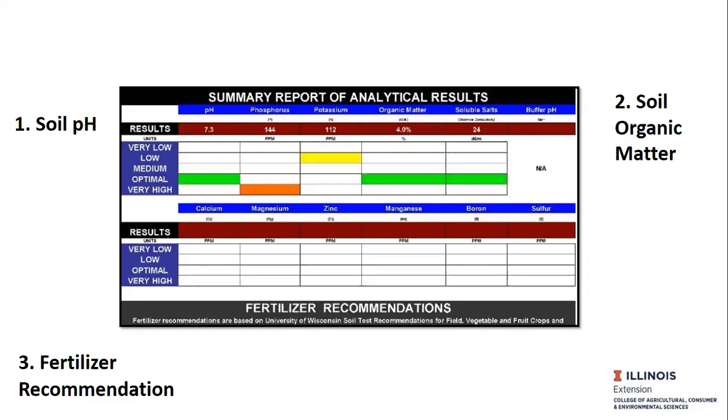But this is why you're stating what you're going to grow, because if I sent in a sample and it was related to turf grass, I may get a very different summary and fertilizer recommendation compared to if I was sending the sample in for vegetables and the vegetable recommendation is like this.